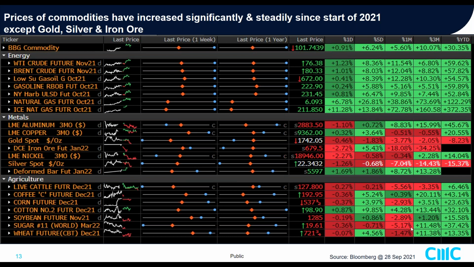Then food prices. This is food inflation now. If you look at your agriculture, from wheat, sugar, soybean, cotton, coffee, to live cattle, all of them have been increasing, I would say almost double-digit growth year to date. So what you can see is that commodity prices have increased significantly since the start of the year, except for gold, silver, and iron ore. Iron ore is due to the unique situation in China right now.